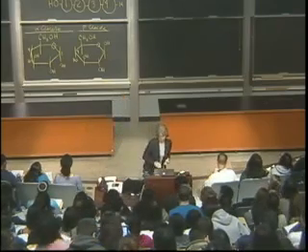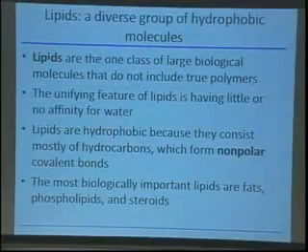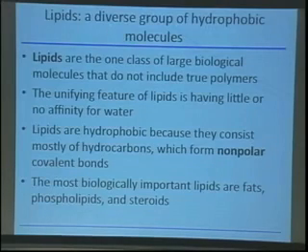All right. Okay, so let's move on to lipids. So these are a diverse group of what are called hydrophobic molecules. The word hydrophobic means afraid of water, right? Afraid of water. So these tend to be a class of molecules that don't dissolve in water. They don't form good hydrogen bonding interactions with water.